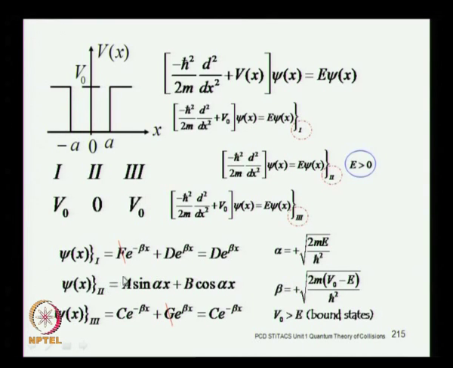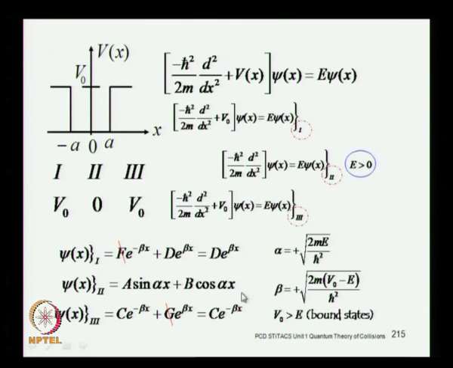Then if you look at this expression, you find that in region 1 the coefficient f must be 0, because in region 1 x is negative and this term will blow up, whereas in region 3 the g e to the beta x will blow up. So, the g coefficient must be 0. So, the solution in region 1 is only d e to the beta x. Mathematics gives you 2 solutions, but physical boundary conditions tell you that one of these coefficients must be 0.